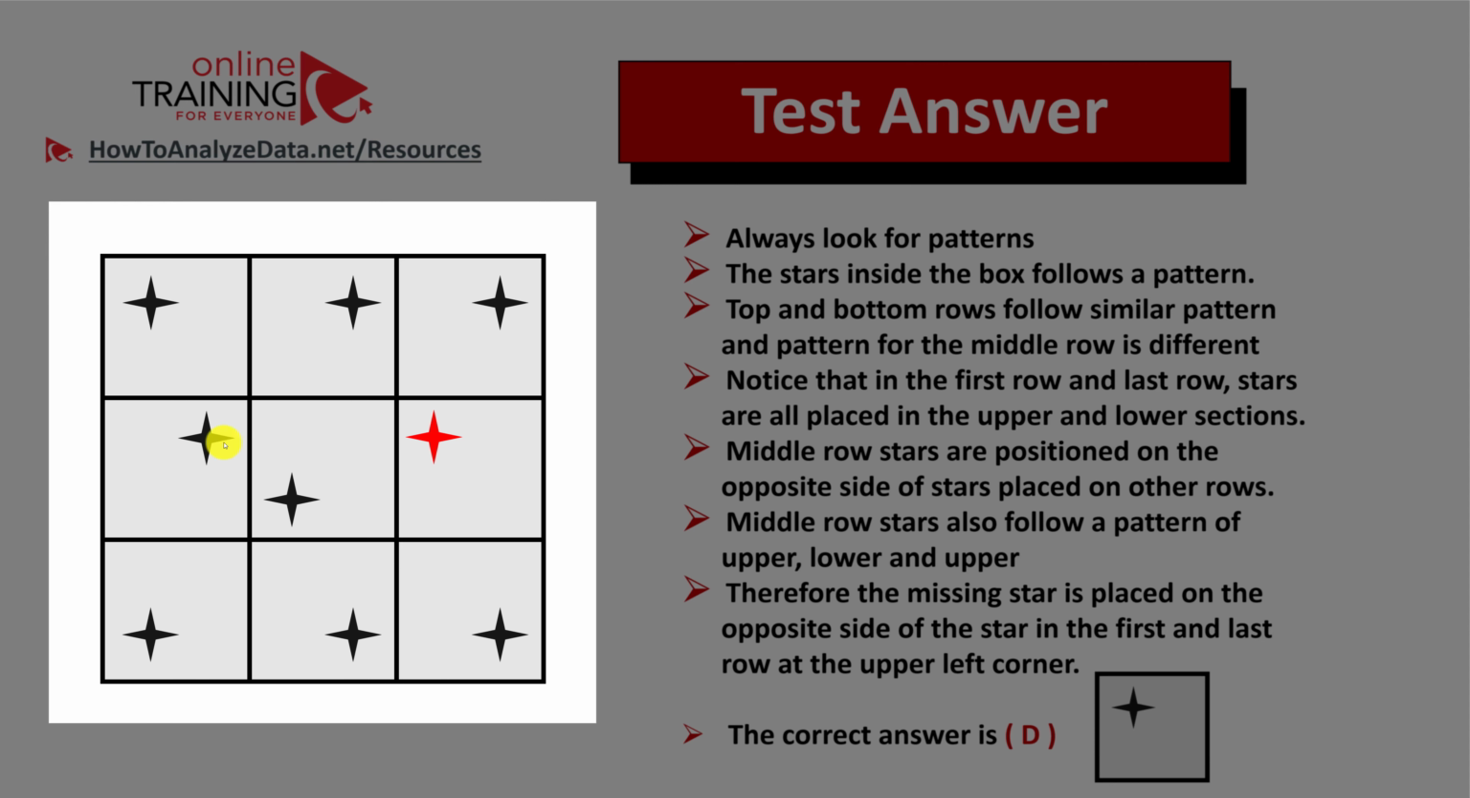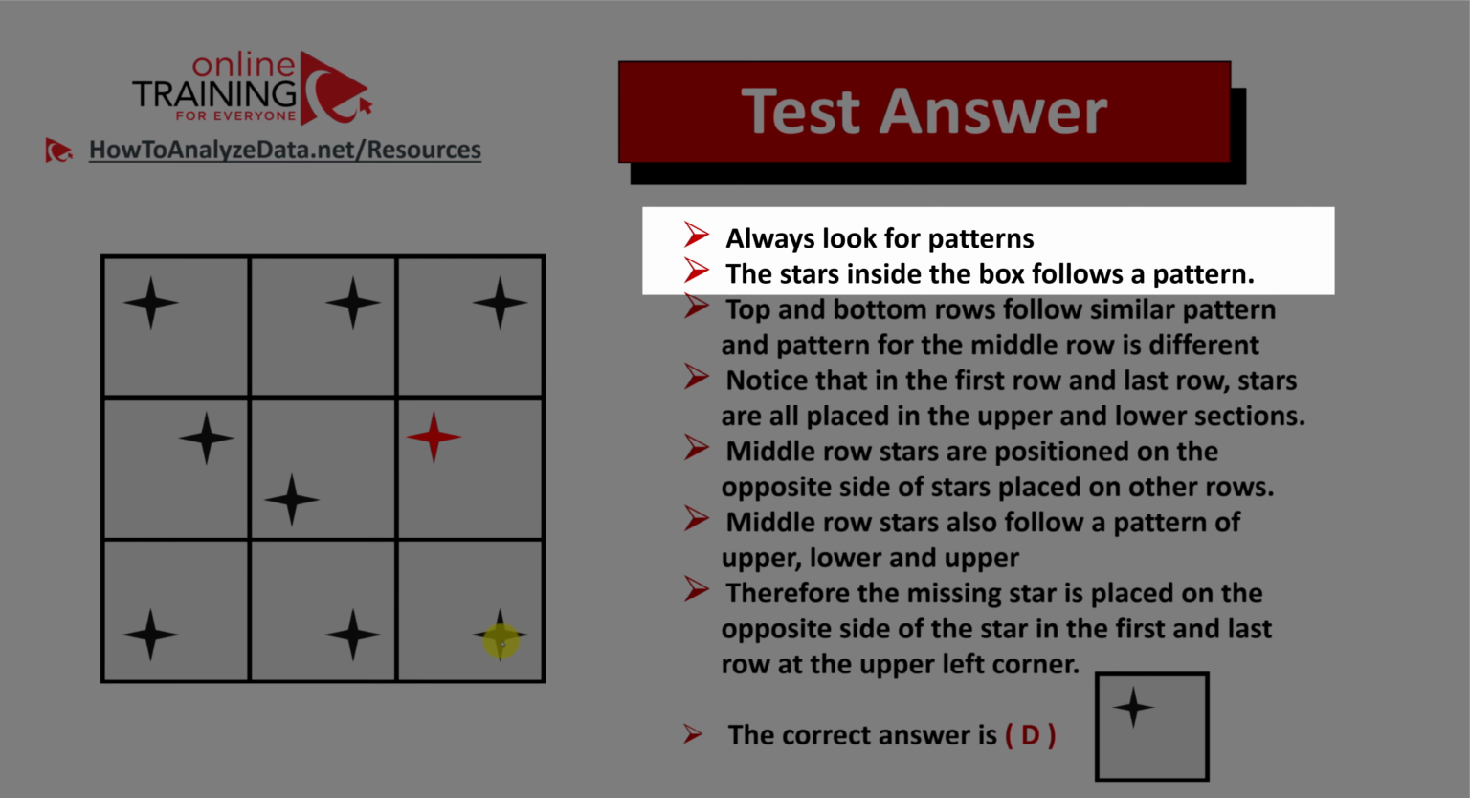You also see that the middle row stars are placed on the opposite sides of the top and bottom row stars. You see in the first column the middle row stars in the upper right corner versus the top and the bottom rows, which are placed on the left side. Same thing happens in the middle column, and then assuming that we figured out the pattern, you will see that the same pattern will be applicable in the right column as well. This is why the missing star is placed on the opposite side of the stars in the top and bottom rows. Let's recap. Always look for patterns.